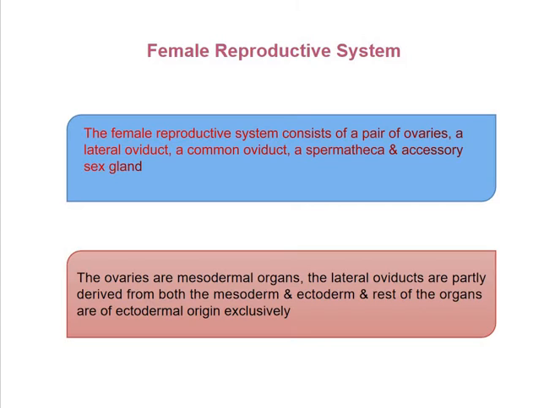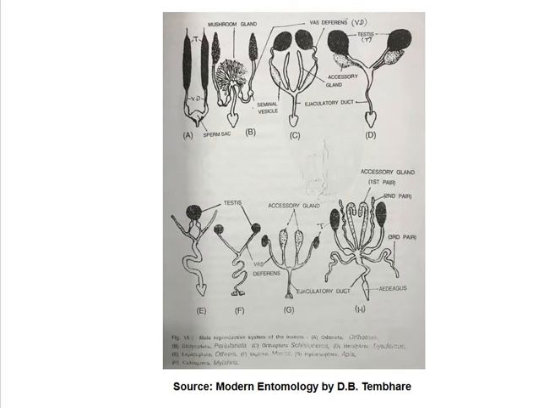The ovaries are mesodermal organs. The lateral oviducts are partly derived from both mesoderm and ectoderm, and the rest of the organs are exclusively ectodermal in origin. All the organs, starting from the ovaries, lateral oviduct, common oviduct, bursa copulatrix, and accessory glands, differ in their size and shape among different groups of insects.